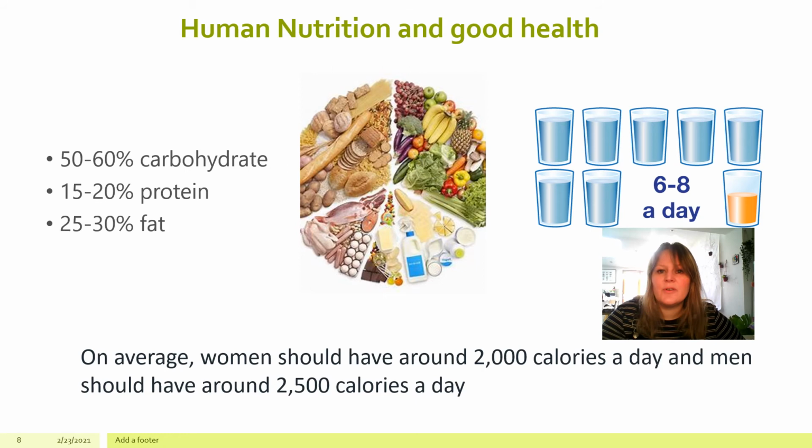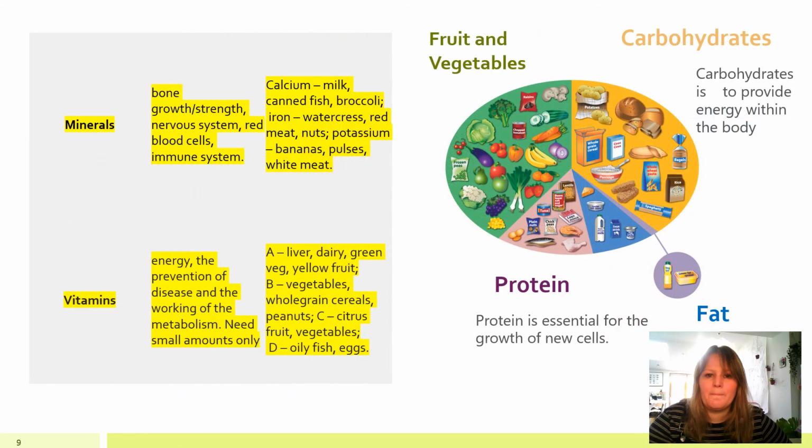Every person is different, but medical and government institutions have a set recommended amount that we can use as a guideline. So on average, women should have around 2,000 calories a day and men should have around 2,500 calories a day. Healthy adults and children over the age of 5 years old, their diet should comprise of 50 to 60% carbs, 15 to 20% protein and 25 to 30% fat. The Eat Well Guide plate is a really good visual example of what we should have on our plate.